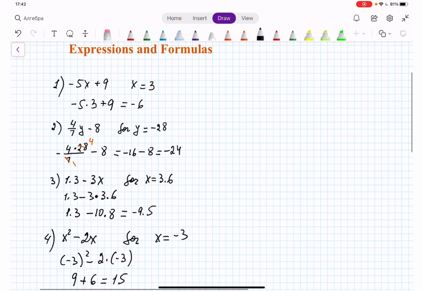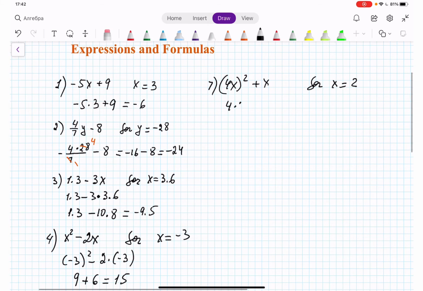Okay, moving to question number 7. Evaluate 4x squared, this is more interesting, plus x. 4x is equal to. This is what we have. 4 times 2 squared and plus 2. This is going to be 4 times 2 is 8. 8 squared plus 2. It's going to be 64 plus 2 and equals 66.